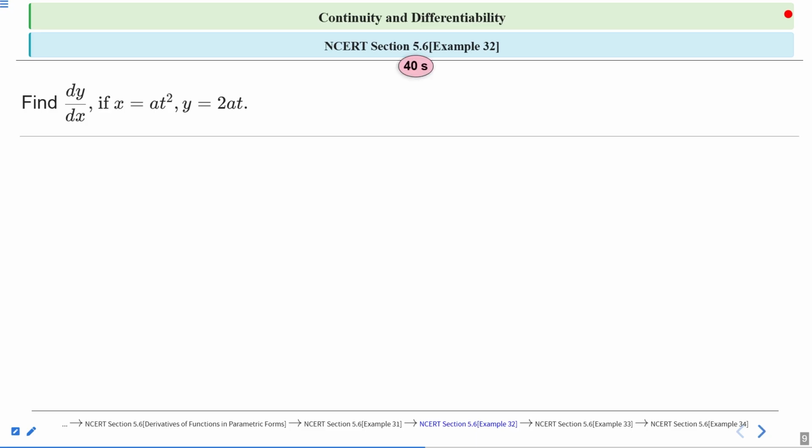Clear? Okay, so you have some time to solve, think about this question. After that, we will move to the solution part.